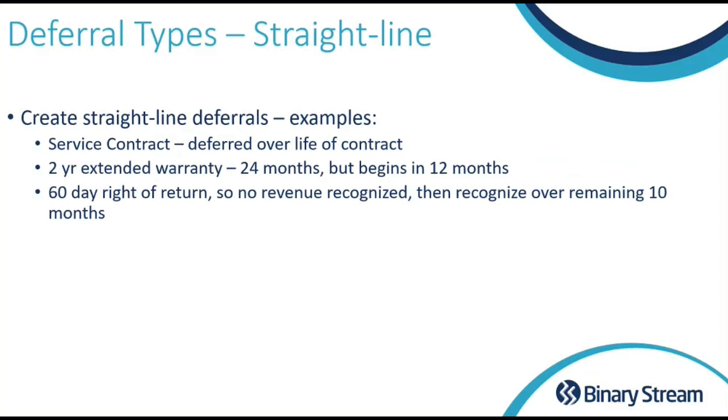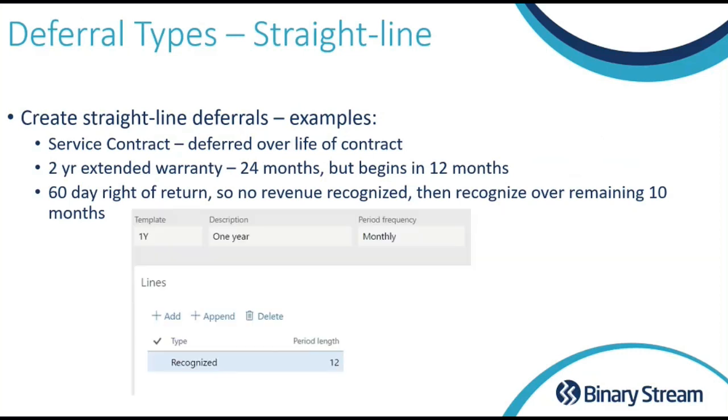We can do the straight line type of deferrals. Here's a couple examples. Suppose you have a service contract that's deferred over the life of the schedule or the life of the contract. So here I have a setup saying, I want to recognize this using a one-year template, recognize a straight line monthly for 12 months. Perhaps we have a situation where the customer is buying an extended warranty. That warranty does not kick in until 12 months after the sale because the factory warranty is on. So in this situation, I can skip 12 months and then recognize the revenue from that extended warranty over the remaining 2 months.